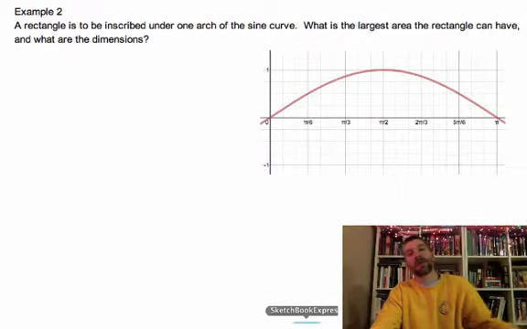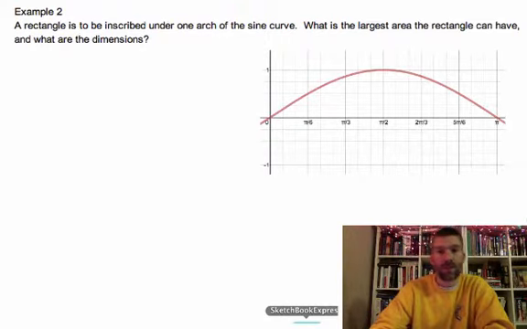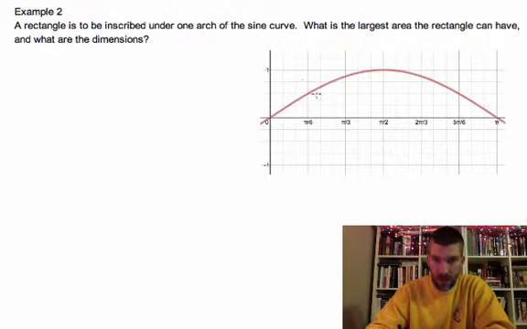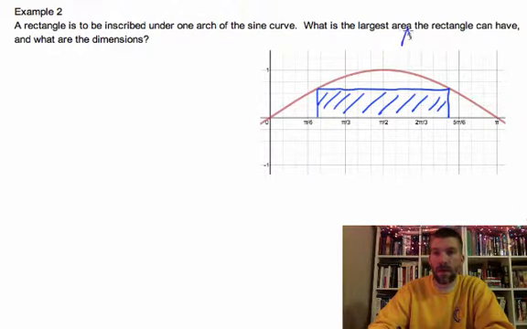All right, here we've got a rectangle that's going to be inscribed under the one arch of the sine curve. What is the largest area the rectangle can have, and what are the dimensions? So let's just talk about this for 1 second. I'm going to create inside one arch of the sine curve a rectangle, and I want this rectangle to have a max area, so I need to find the area of this rectangle, which means area of a rectangle is going to be x times y.